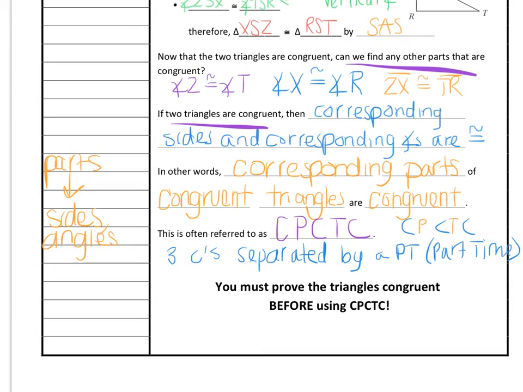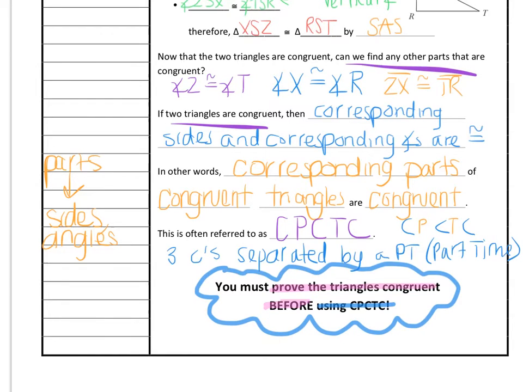CPCTC. This is super important. Grab a highlighter and highlight the fact that you cannot prove your triangles congruent, or use CPCTC, until your triangles are congruent. So it says you must prove the triangles congruent before using CPCTC. Highlight that or outline it or something, make it stand out to you because that's super important. Otherwise, if you use CPCTC first and then get your triangles congruent, you are wrong.